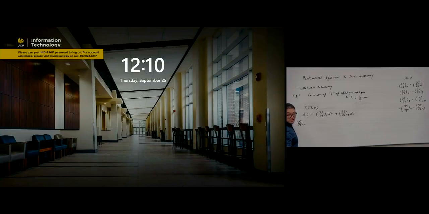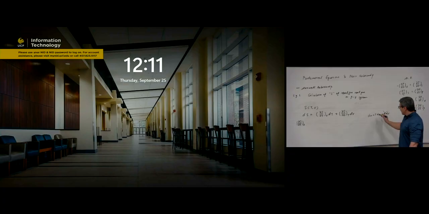Can anybody tell me what this term equals? PDV is 0, yes, exactly. So dU equals TdS minus PdV. Remember, it's the PV system, and this term equals 0. Because we do not change the volume, the change of U only equals CV dT. Remember one thing: dU equals CV dT always works for the ideal gas.